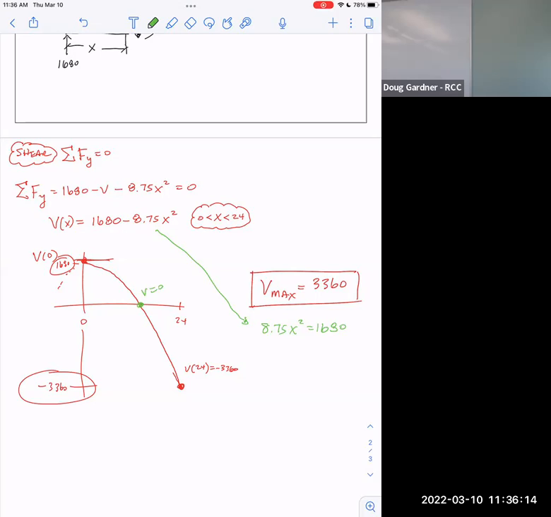I got 192 for x squared. That came out even. That's kind of nice. So then if I take the square root of that, I got, oh, that's interesting. I got what mathematicians call an irrational number. I got a non-rational number. So I got like 13.86.